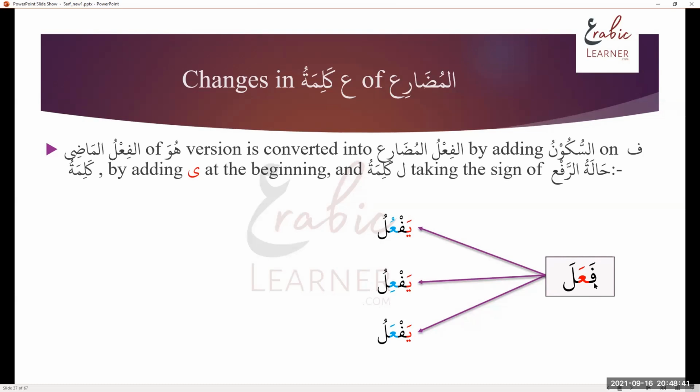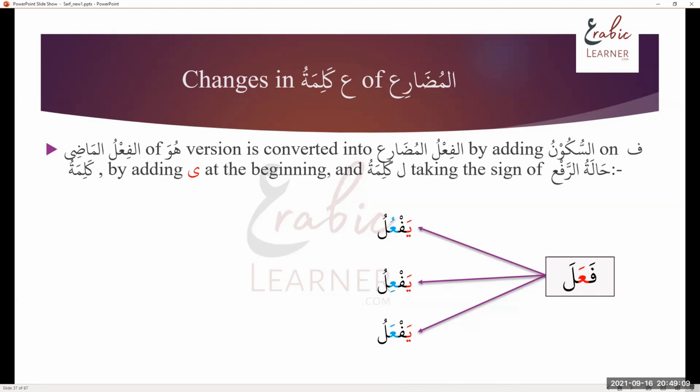So here we get a pair of Maadhi and Mudaare: fa'ala yaf'ulu, fa'ala yaf'ilu, fa'ala yaf'alu. Clear? Only these three combinations are possible. Is any other combination possible for Mudaare? No, there is no other sign left.